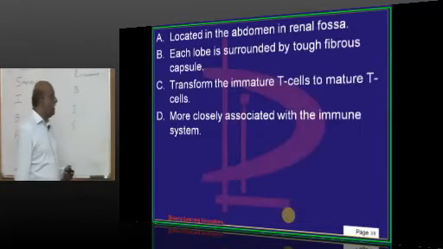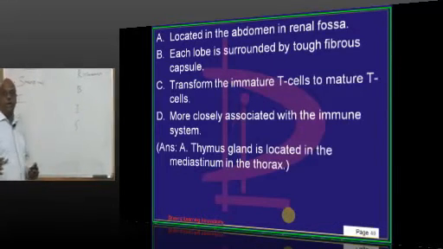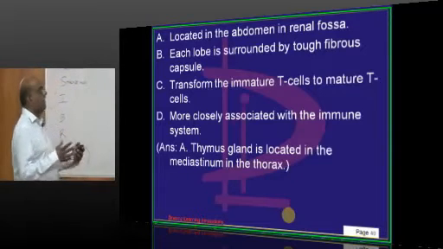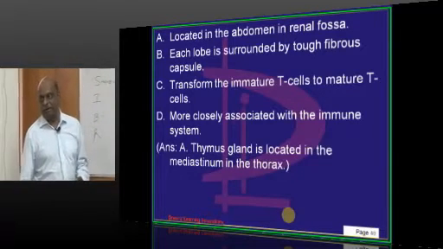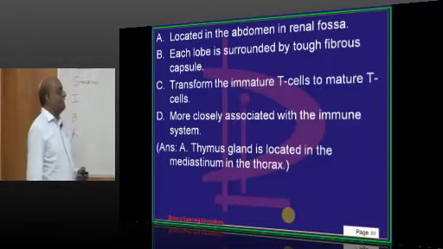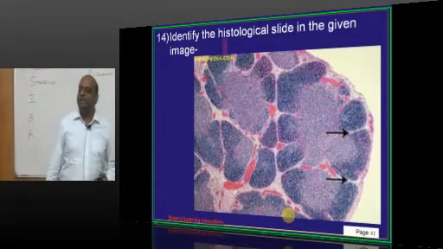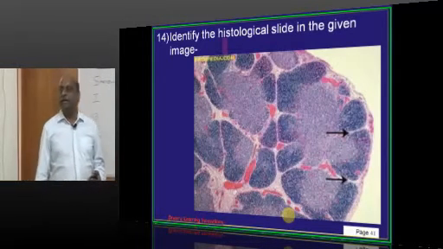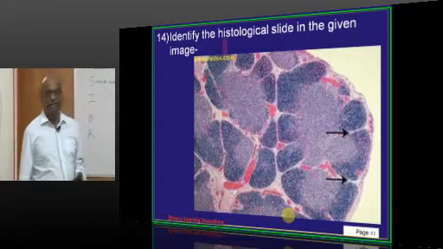With regard to the thymus, thymus is located in the mediastinum in the thorax is what you need to basically remember. It's a silly question. No one will think thymus is in abdomen, in renal fossa, even if you have a coma also. So, this kind of questions are also given in exam to see whether you are writing or a robot is writing, right?